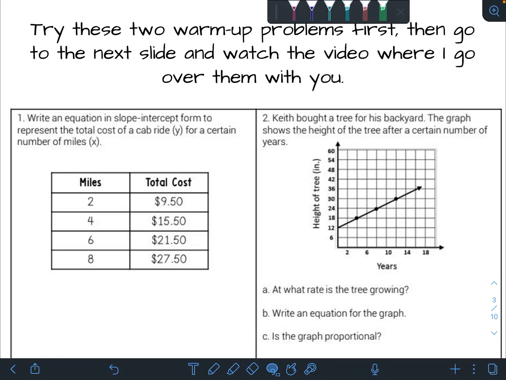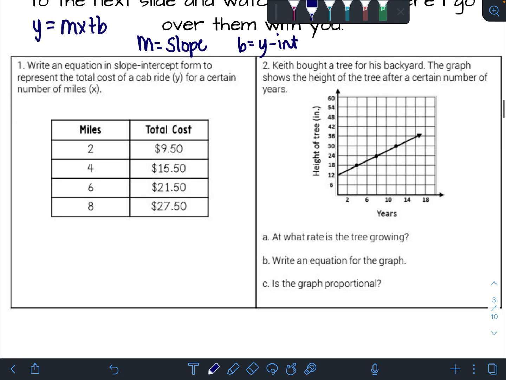So we're going to look at linear relationships today, basically dealing with slope and y-intercept and writing that equation. Just a reminder, our equation is y equals mx plus b, where m is my slope and b is my y-intercept.